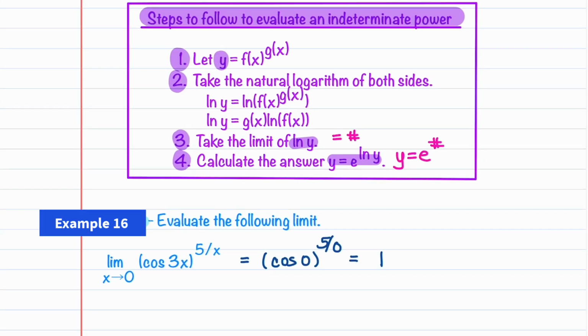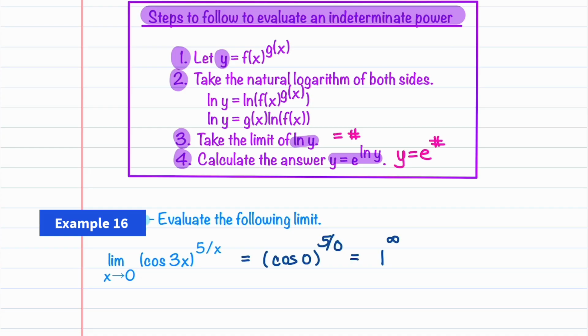5 over 0 is infinity. So this is 1 to the infinity. This is an indeterminate power. You feel like it should be 1, and sometimes it is, but oftentimes it isn't. So you have to go through and evaluate it.